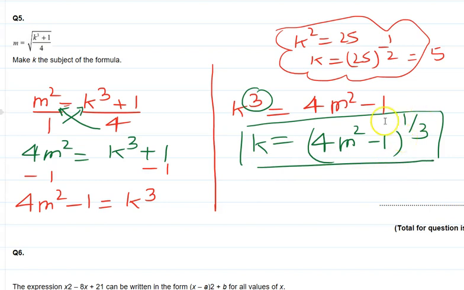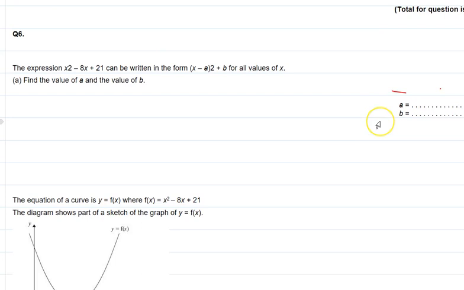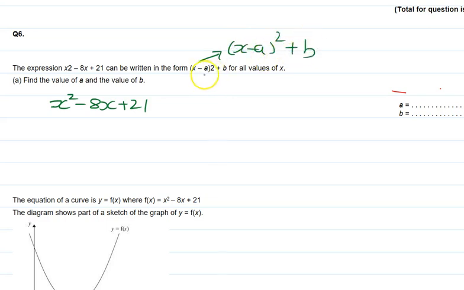Okay, now the next question. Here the expression is x square minus 8x plus 21, and we need to write it in this form: x minus a, whole square, plus b. The 2 is a power here. Find the values of a and b.